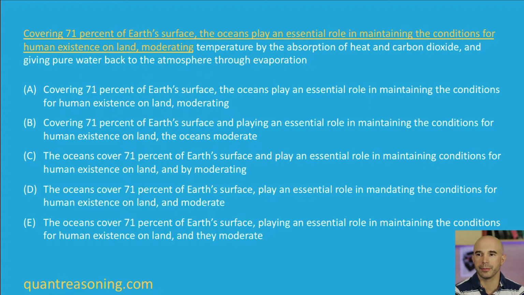So it has to be that the author's main purpose was to tell us about how the oceans play an essential role, which means that the part about how the oceans cover 71% is just there to give us some context, some background information. And then what would you say is the role of the last little bit, the part that's not underlined? How the oceans moderate the temperature and give water back. What's the purpose of that? Why would the author put that in there if the author's primary purpose is to let us know about how the oceans play an essential role? Let me know in the chat. What do you think is the reason to even have that ending there that's not underlined?